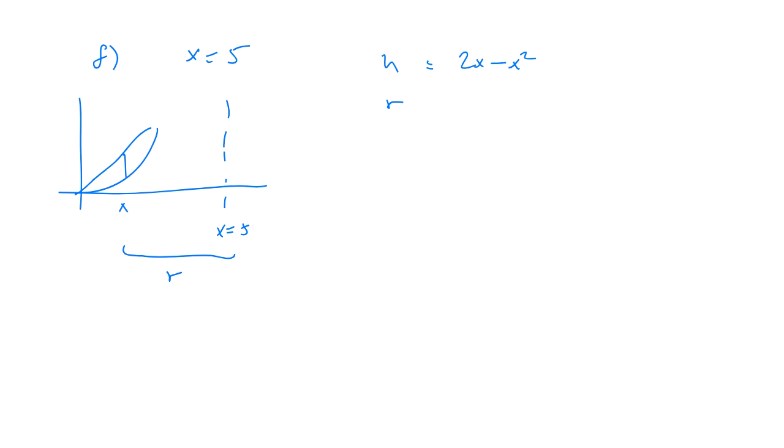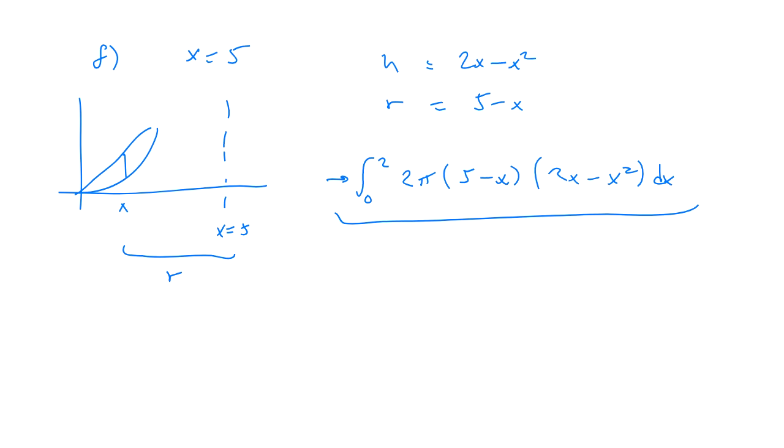Similar to part C. We do the bigger minus the smaller, so it's the 5 minus x. And again, our basic formula, 2 pi times R times H. Okay. So any questions on this?